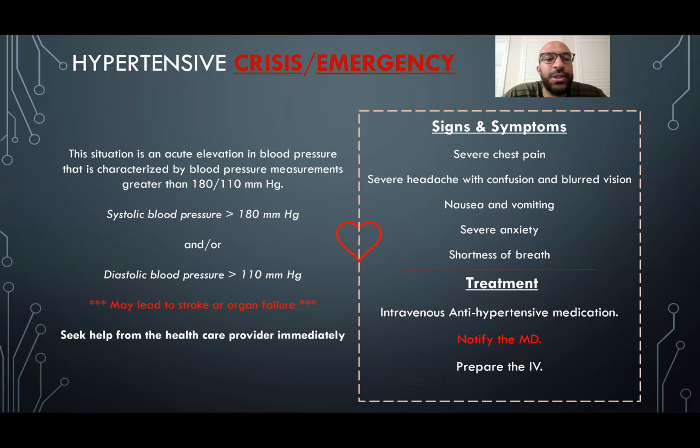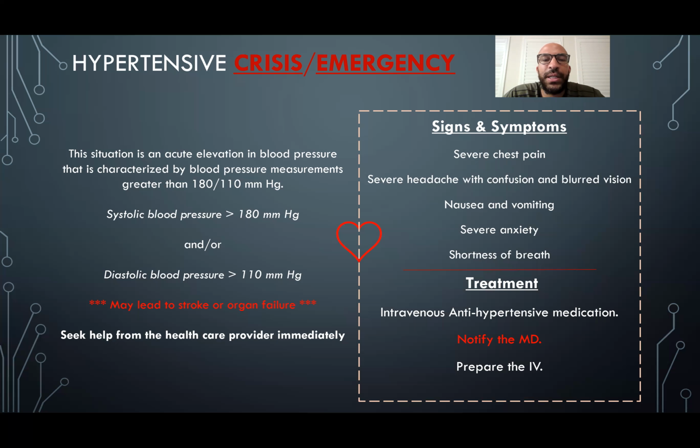And if you find that your patient's blood pressure is, let's say, 200 over 120, then you need to act quickly. Hypertensive crisis or emergency treatment would be an intravenous antihypertensive medication, something that will act very quickly. More likely than not, the doctor will order a beta blocker.